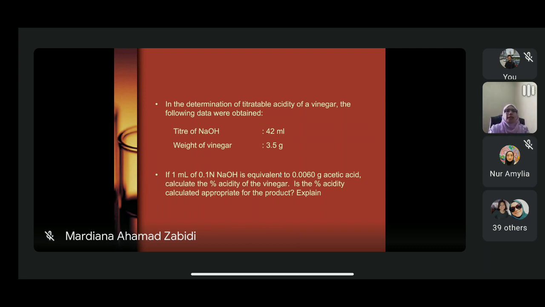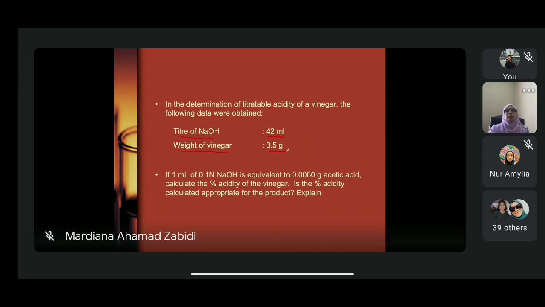Okay, so soalan ni selalu sebelum ni memang soalan ni macam famous lah, tapi sekarang ni I tak tahulah in recent question papers I'm not sure. Okay, for this particular question, in the determination of titratable acidity of a vinegar, the following data were obtained. Okay, so we have the titration of sodium hydroxide. Maksudnya this one is the volume of sodium hydroxide that is being used in order to neutralize the acidity of vinegar. Okay, so the volume is 42 milliliter. Okay, and then weight of vinegar that is being used is only 3.5 gram.